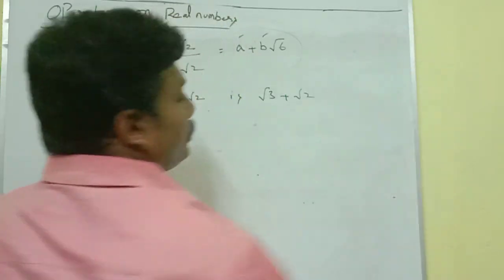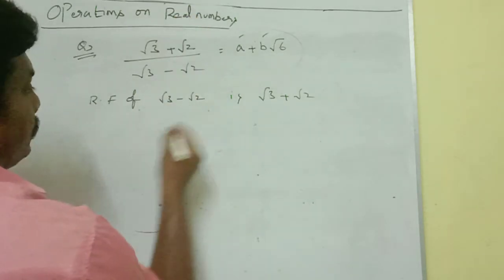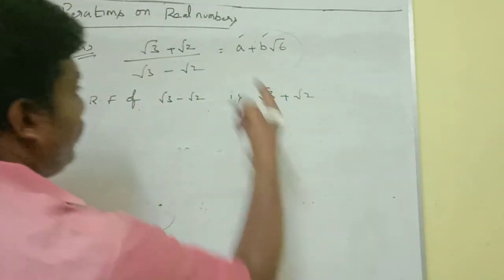Right. So root a minus root b, the rationalizing factor is root a plus root b. Now we have to multiply with the rationalizing factor on both numerator and denominator. We get the answer now.